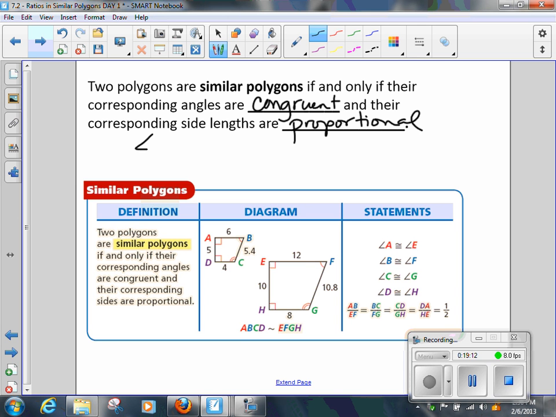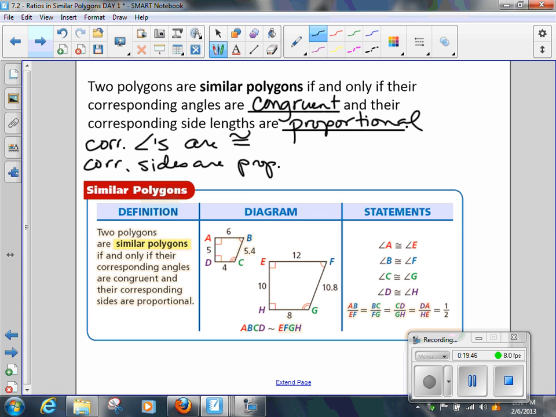Corresponding angles are congruent. Corresponding sides are proportional. Corresponding angles are what, y'all? Congruent, and corresponding sides are proportional. The sides are what? Nope, you didn't listen. The corresponding sides are what? Proportional. And the corresponding angles are congruent.